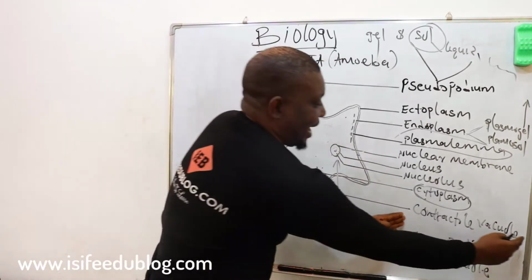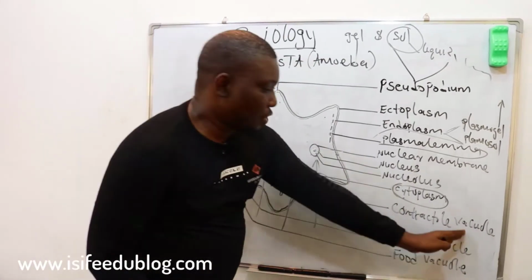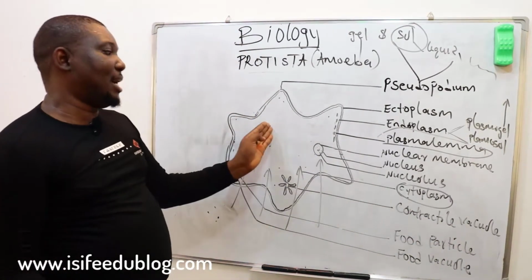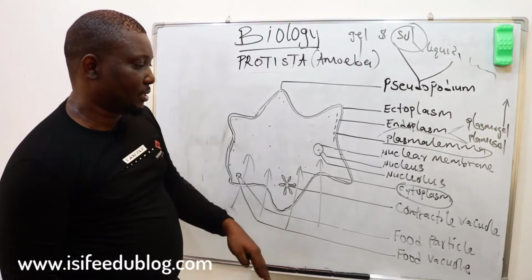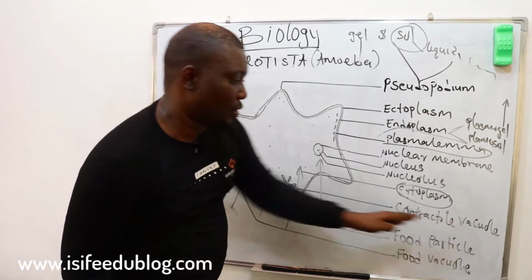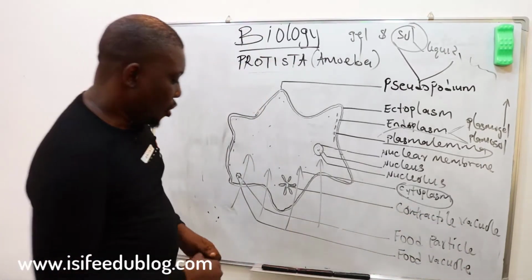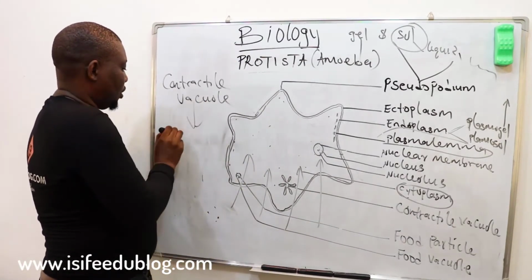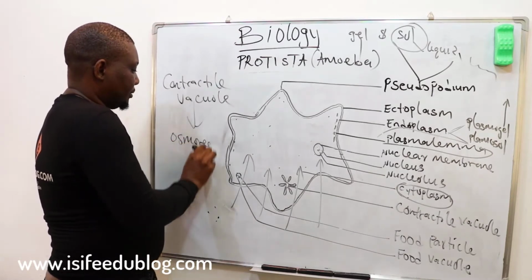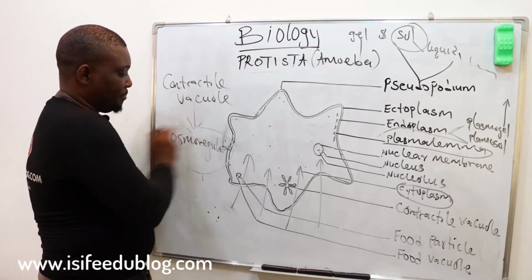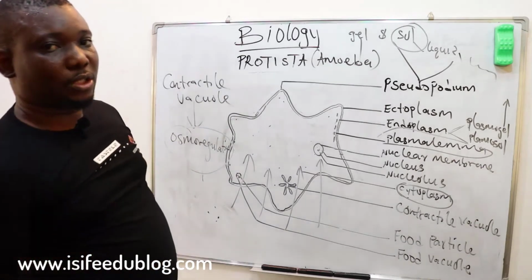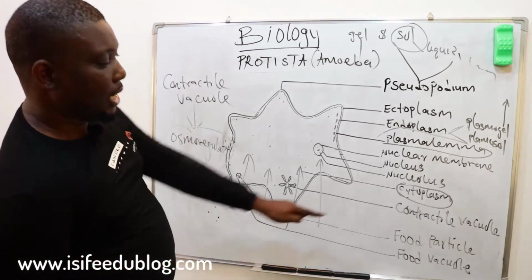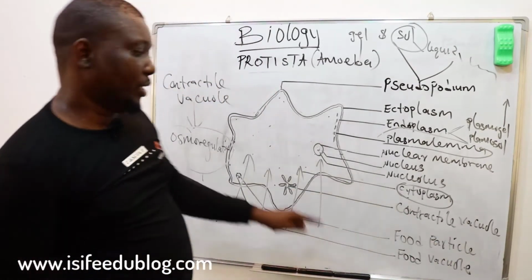And then the contractile vacuole. The contractile vacuole is very important in this organism because it regulates the amount of water that enters and the amount of salt that leaves. That's what we call the contractile vacuole. It is the chief osmoregulator here. The contractile vacuole is an osmoregulatory organ. What does it mean? It means maintenance of water to salt balance. It does the same function as the kidney.